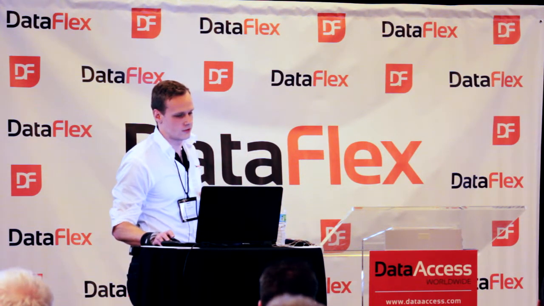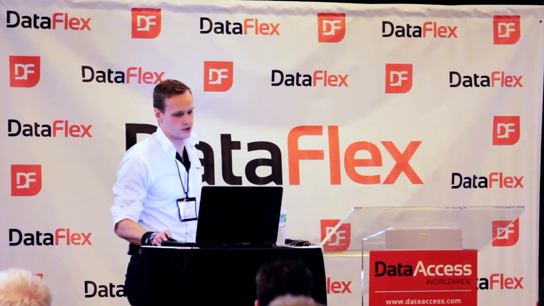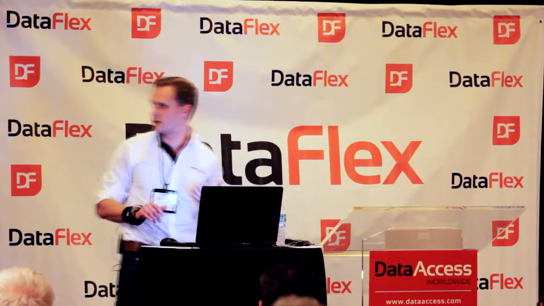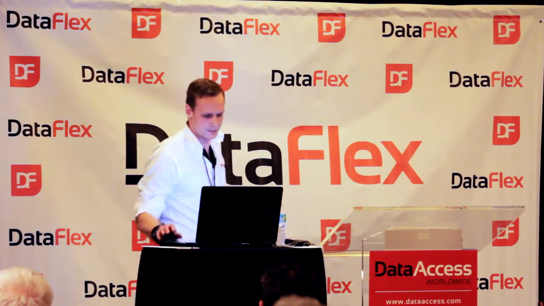And then you'll be adding a reference to all these files in your index.html, which is what I've done here below. So these are all the JavaScript files required by that DHTMLX scheduler library that we're wrapping, as well as the CSS file. And then at the very bottom, this is a reference to our custom control JavaScript file. And the cool thing is that once you've done all this and you've added this as a library, I get it as well.